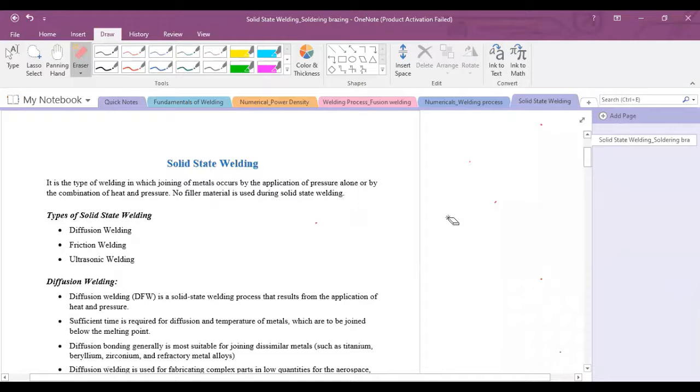We have discussed fusion welding in the previous lecture. Now we will discuss solid state welding, which is another type of welding process. The joining of two metals in this welding can be done with the help of pressure only. Only pressure is required to weld the joints, and sometimes we require a combination of heat and pressure to join the metals in solid state welding.